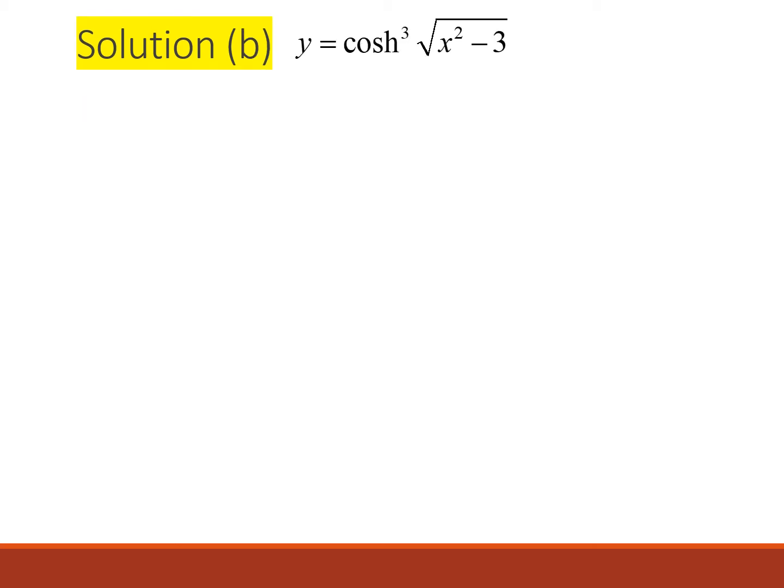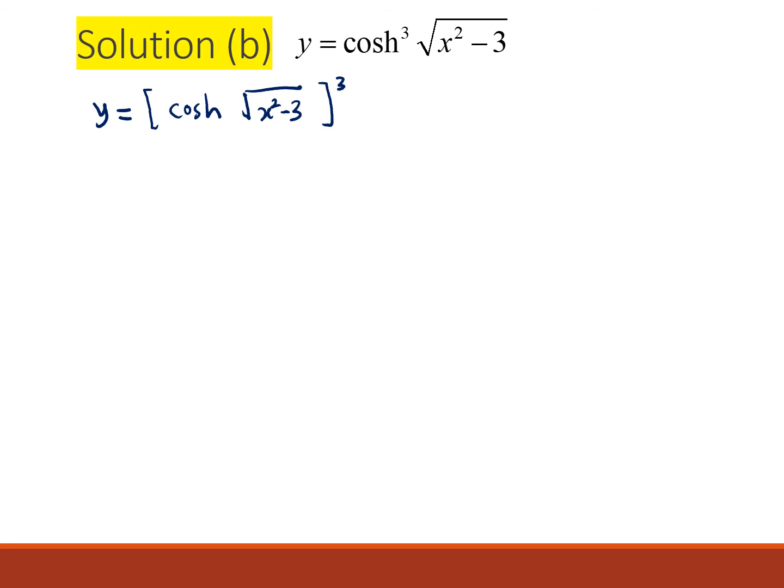Okay, now let us try to solve the derivative of the next question, which is cos hyperbolic to the power of cube of square root of x squared minus 3. I will rewrite this question as cos hyperbolic of x squared minus 3, where this cos hyperbolic is to the power of cube.